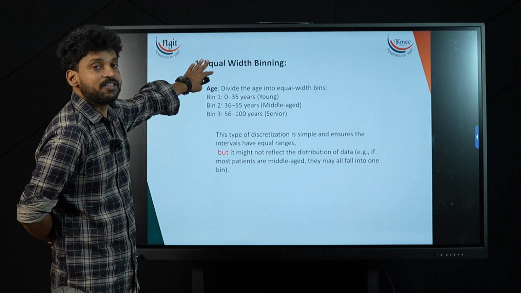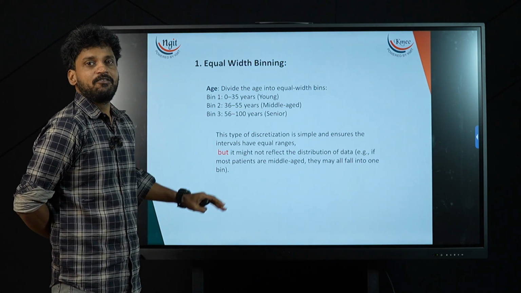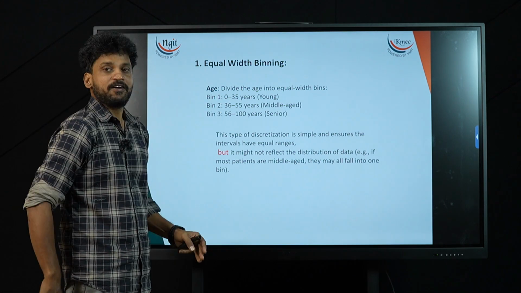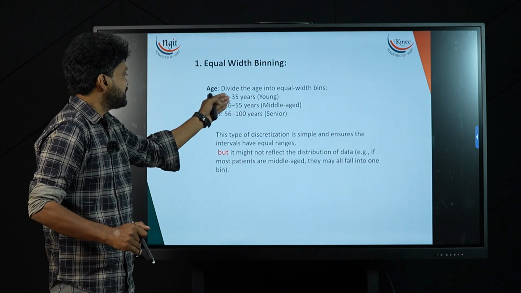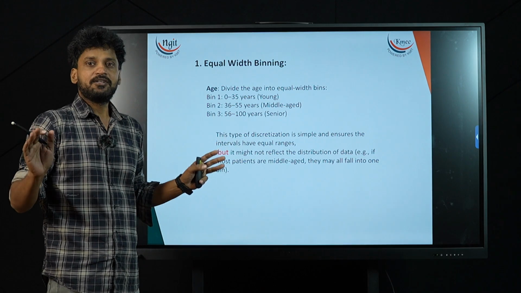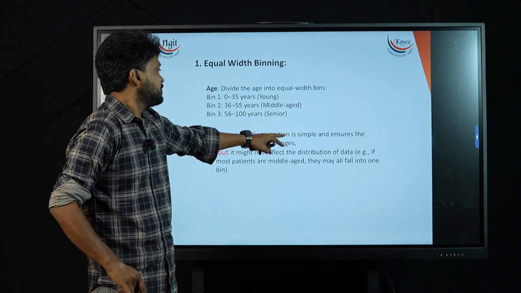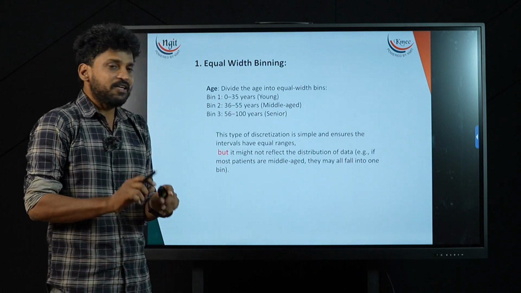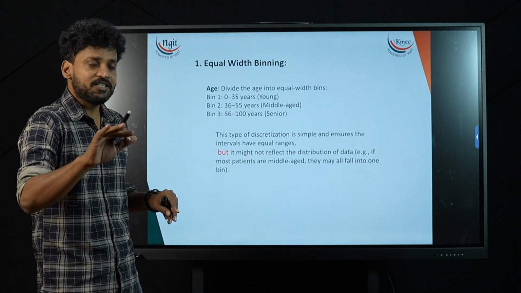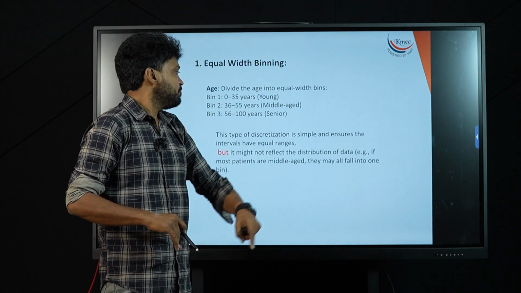This comes under equal width binning. Equal width binning meaning 0 to 35 is one width, 36 to 55 is another width, 56 to 100 is another width. This is called equal width binning. The advantage is that it is simple and ensures the intervals have equal ranges. That is the advantage, but there is a disadvantage. What is the disadvantage? It might not reflect the distribution of data.